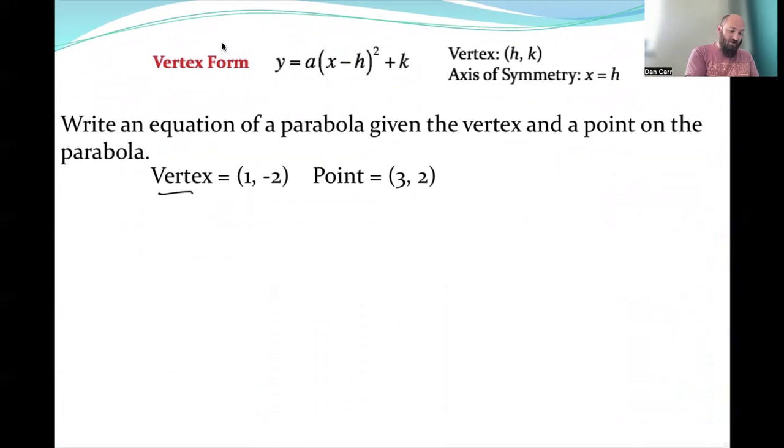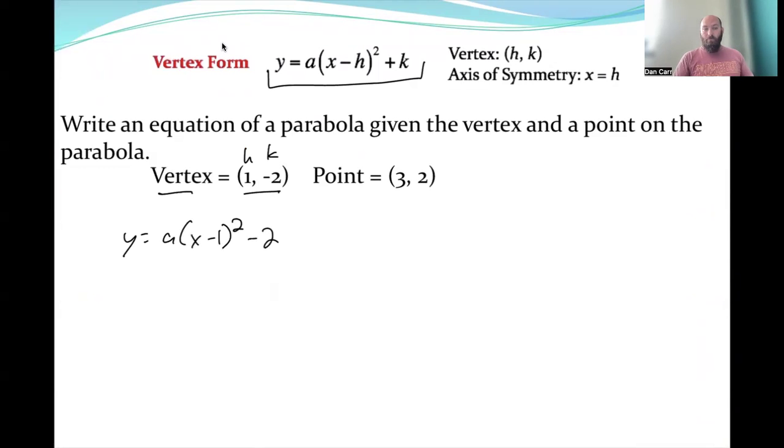Now, since I'm given the vertex like this, I want to start with vertex form. Maybe a problem is going to have you change it into standard form, and that's possible. But for this problem, I'm just going to start with this. Look at what I have here. I have h and k. That is my vertex. So that's going to go into this form and look like this. It'll be a times (x minus 1) squared plus a negative 2, or just minus 2. All I did was fill in this h and this k with this 1 and negative 2 here.